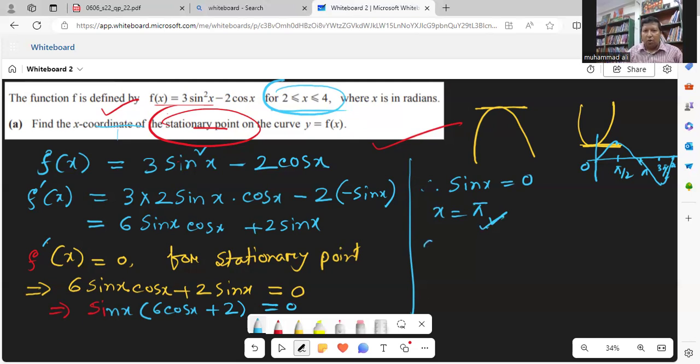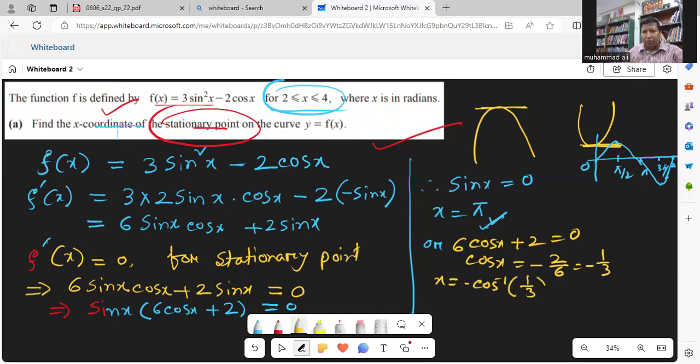But, or, if you write 6 cos x + 2 = 0, that means cos x = −2/6, that means −1/3. So x = cos inverse of minus 1 by 3, which gives 1.23. Cos x is negative in the second quadrant and third quadrant.